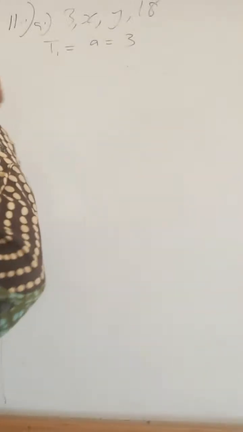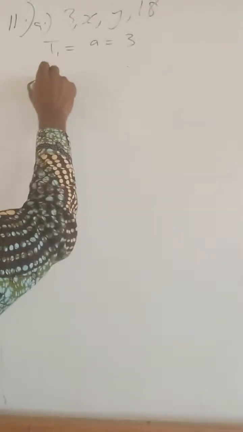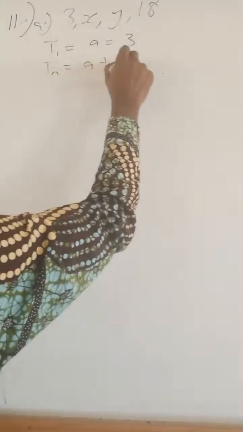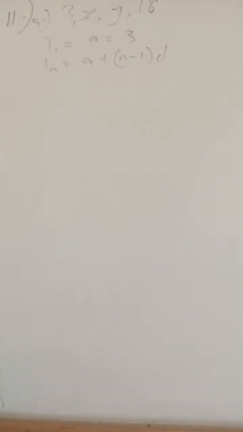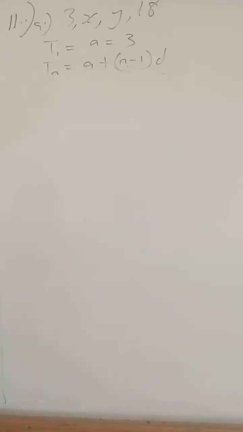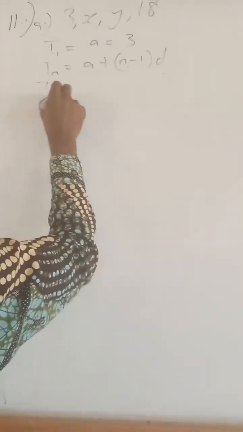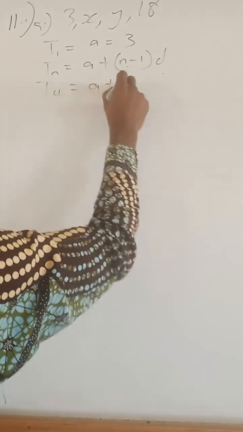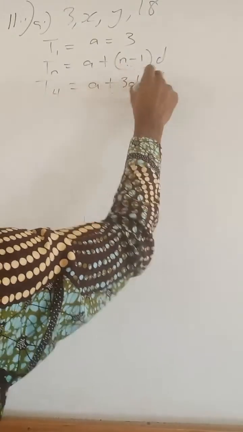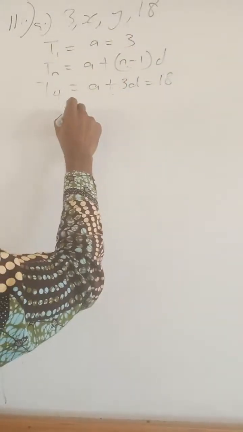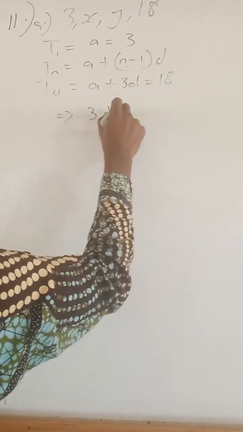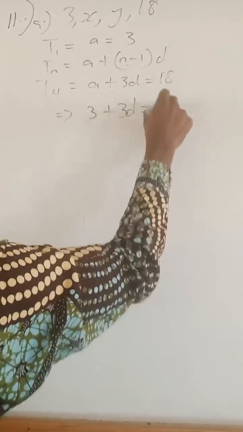The nth term is A plus (n minus 1)d. So you notice that the fourth term is also given. The fourth term is A plus 3d, which is 18. A happens to be 3. So I can simply say 3 plus 3d equals 18.